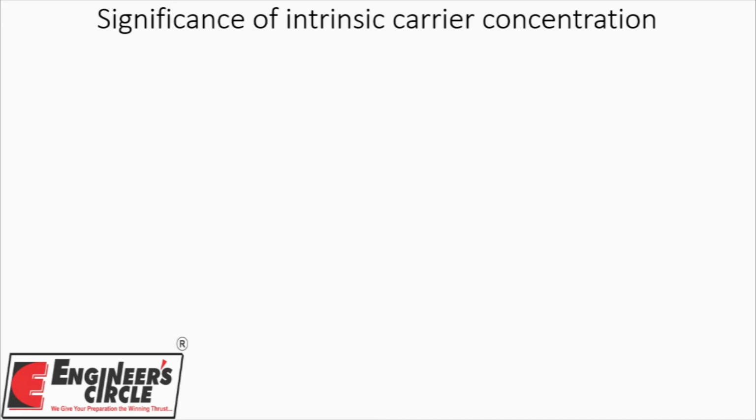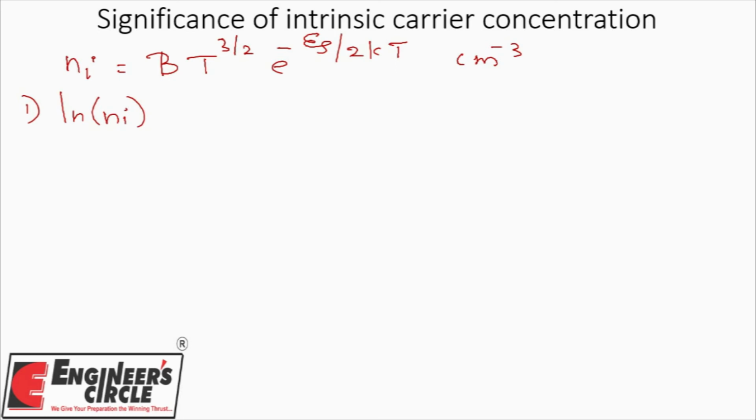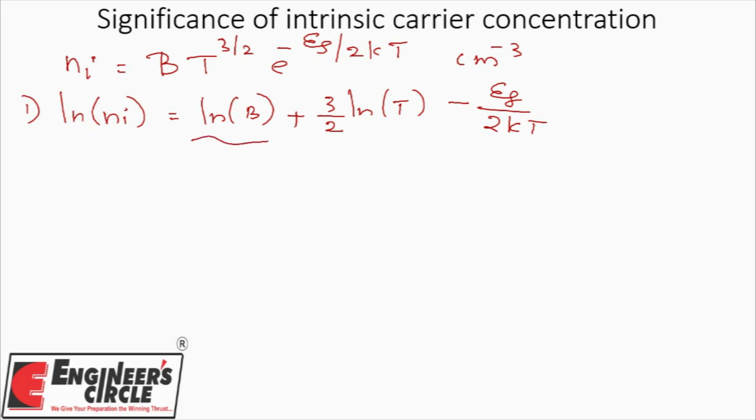So what is the significance of the intrinsic concentration? We know that ni is equal to a constant B into T raised to 3 by 2, e power minus of Eg by 2kT, in simple form, centimeter raised to minus 3. In the first step, take the natural log of ni. We get natural log of B plus 3 by 2 natural log of T minus Eg by 2kT. You know that the natural log of B term is a constant. 3 by 2 log of T is negligible, we can neglect.